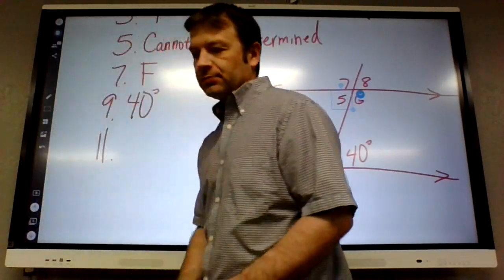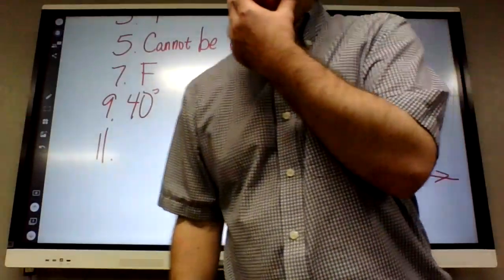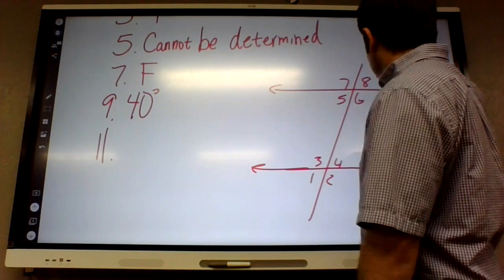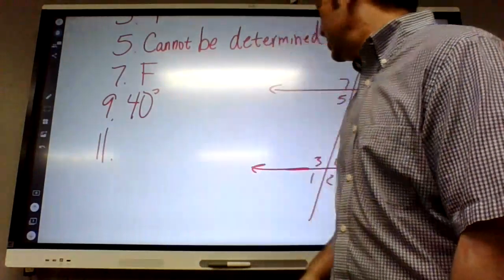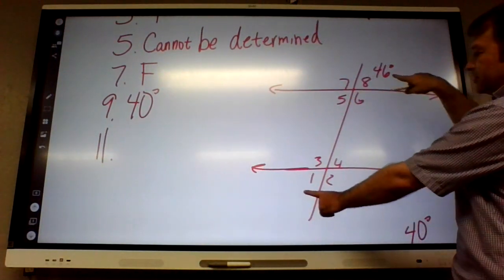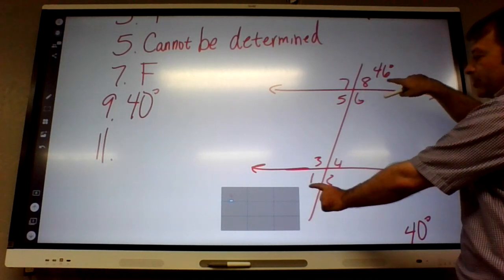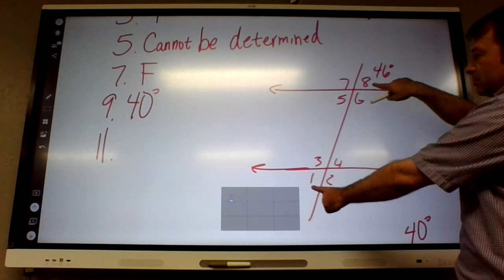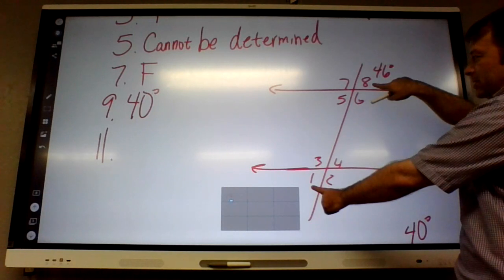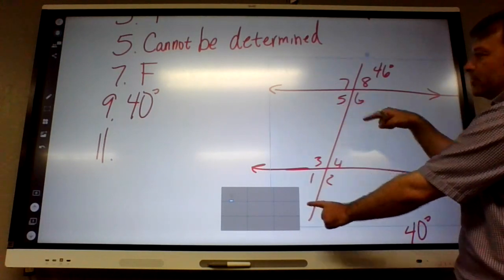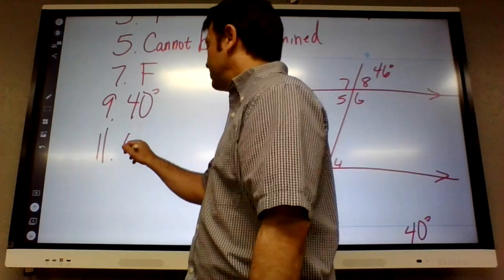Number 11. Angle 8 is 46 degrees. Find angle 1. Okay, these two. Are they the same? Are they supplementary? They're the same. What were they called? Corresponding. Alternate exterior. What would corresponding be? They're like 1 and 5, yeah. So they're the same. So they're both 46.